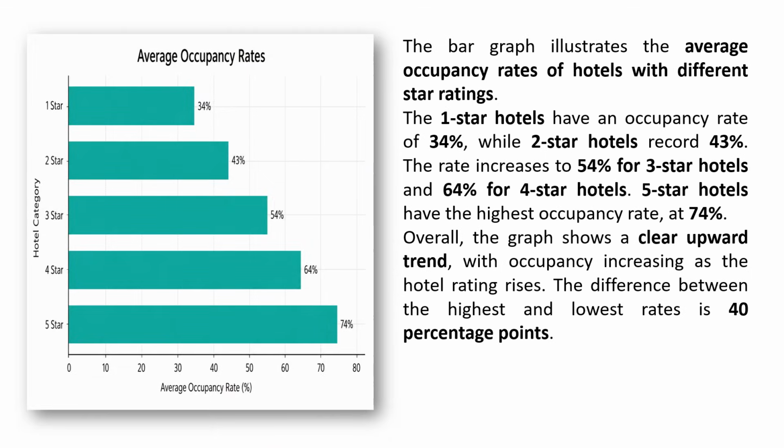Overall, the graph shows a clear upward trend, with occupancy increasing as the hotel rating rises. The difference between the highest and lowest rates is 40 percentage points.